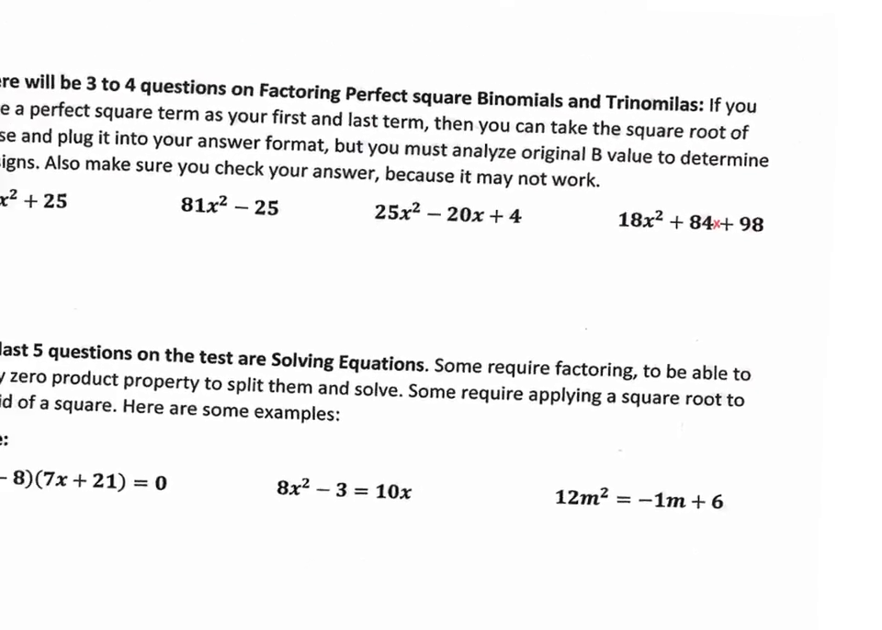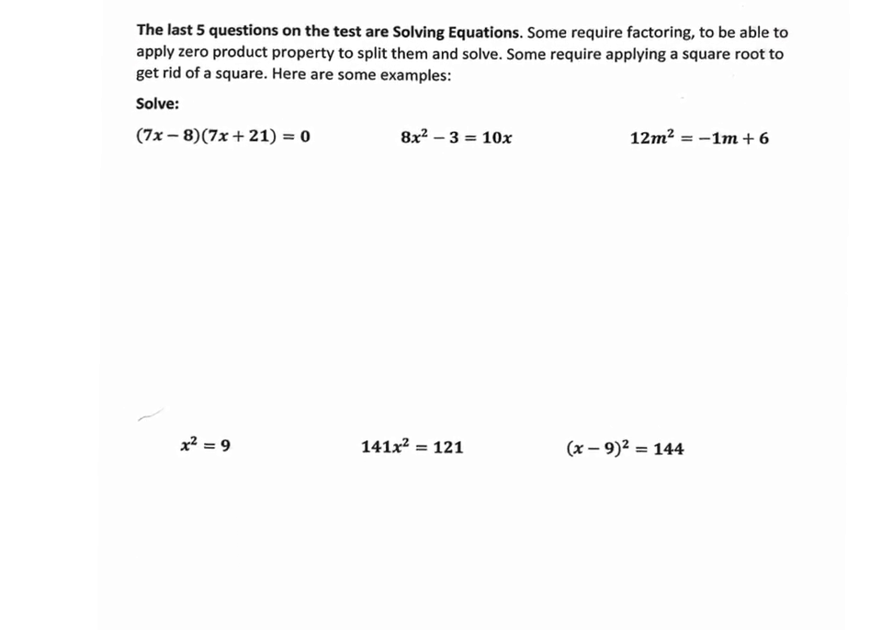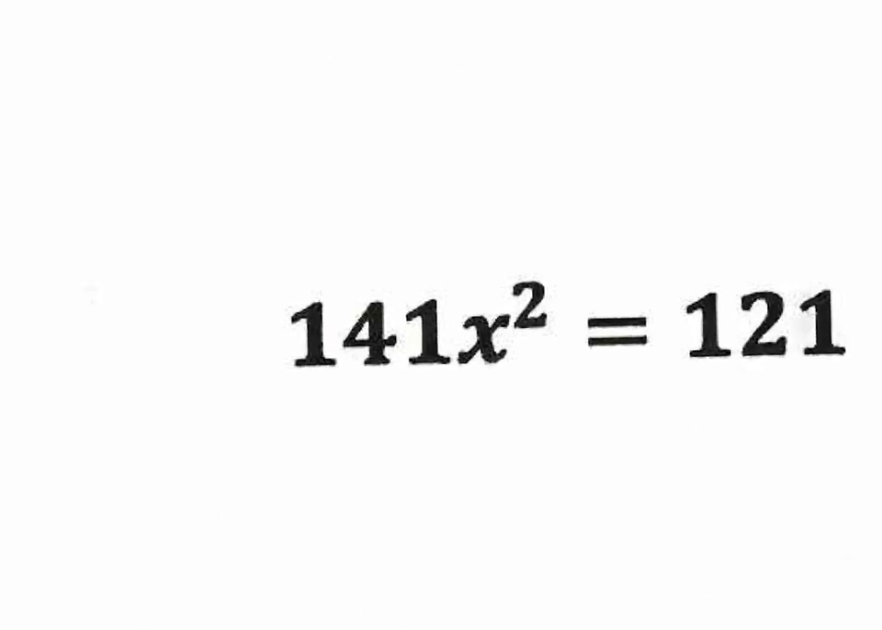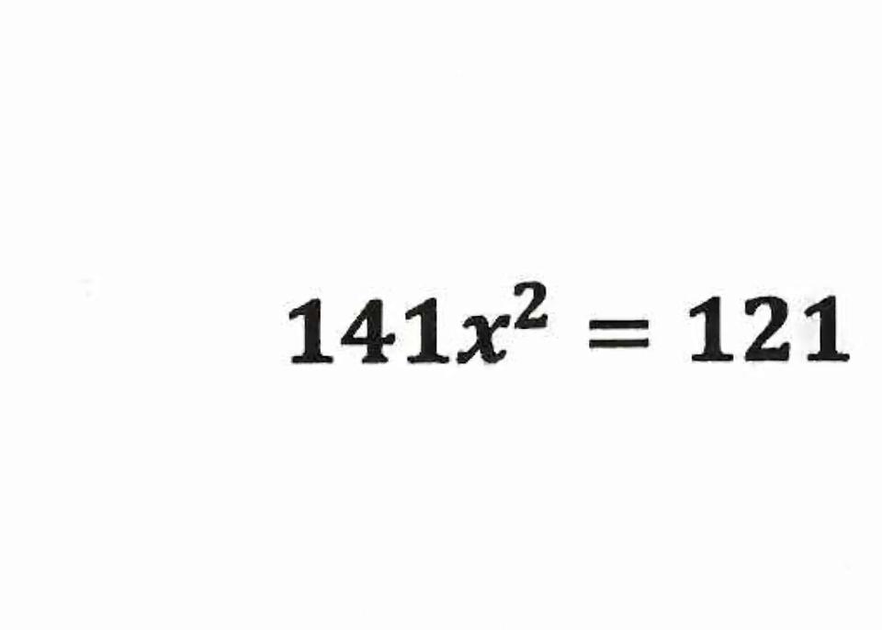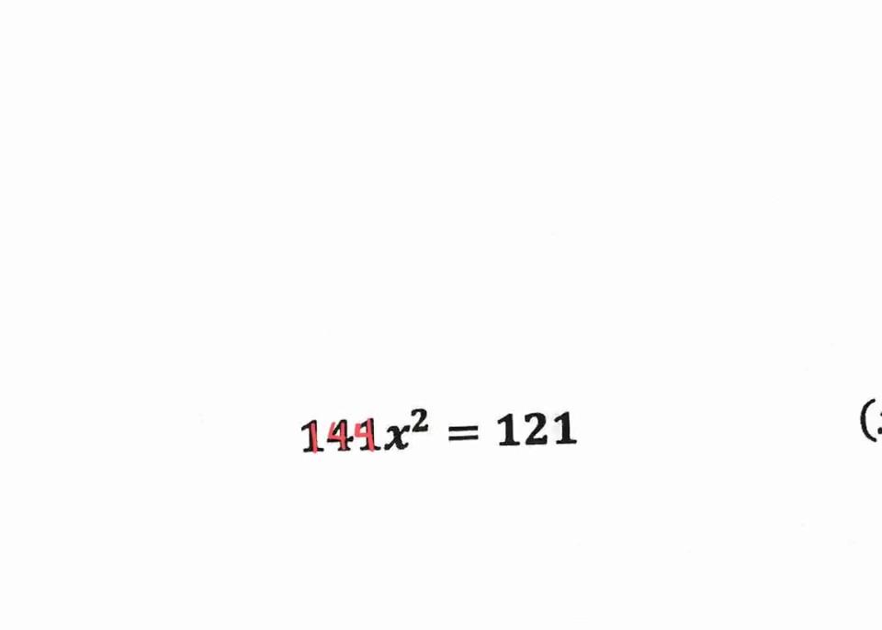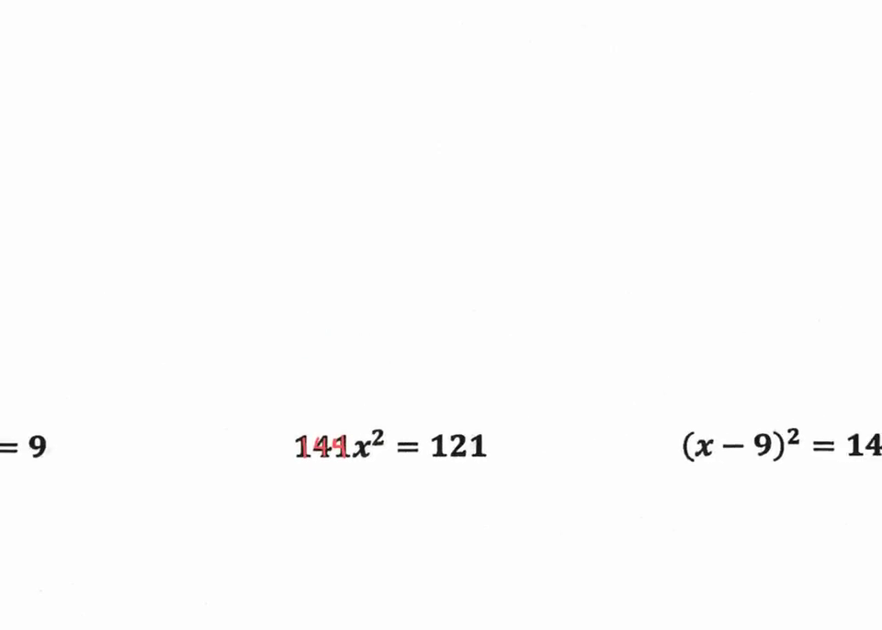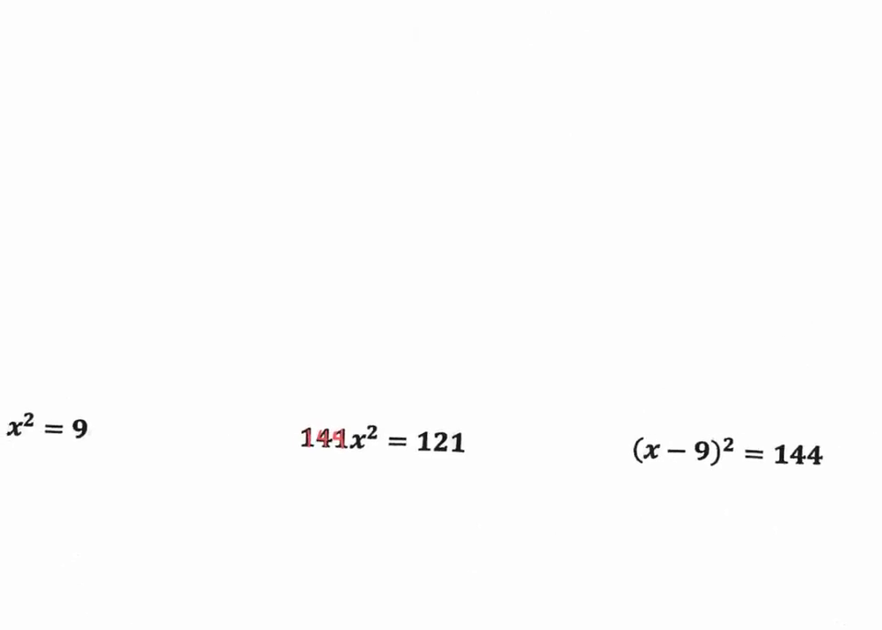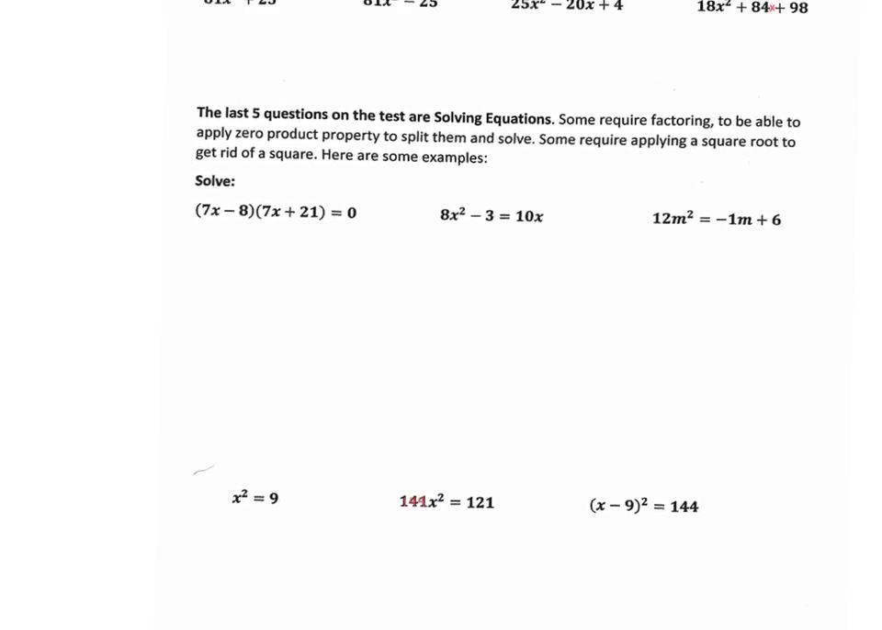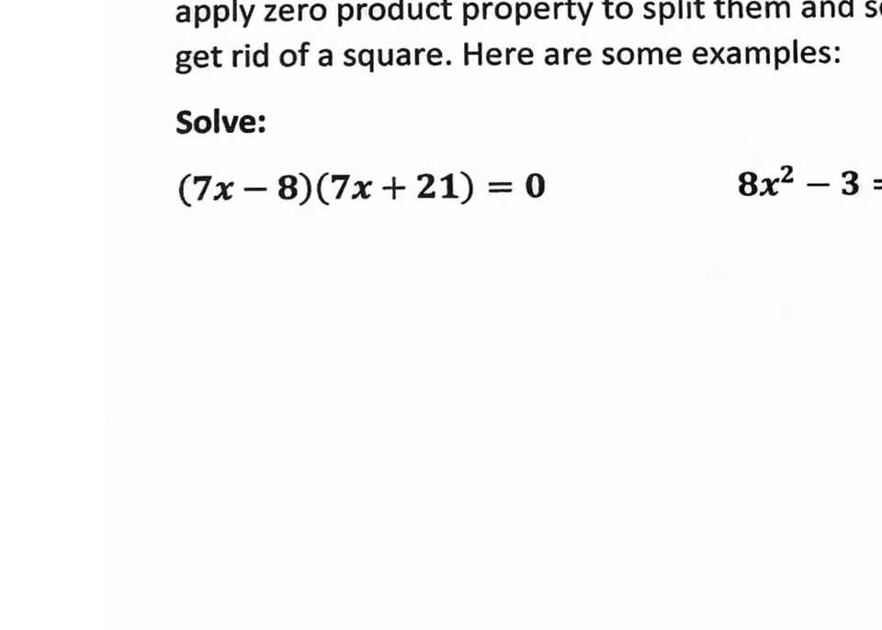Let's also go to the bottom of this page. This 141 was a typo. That should have been a 144. We need a 144 right there. So those are the 2 typos. I apologize. Of course, maybe you've already received a copy where I made these corrections. So anyway, let's jump right into it.